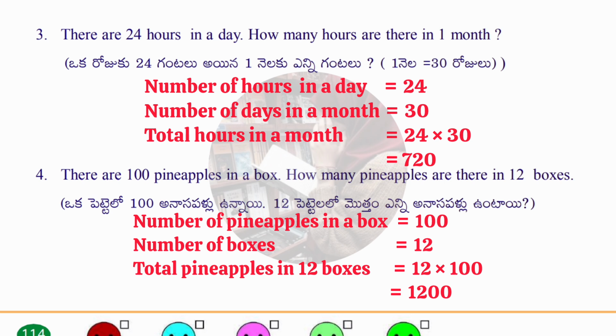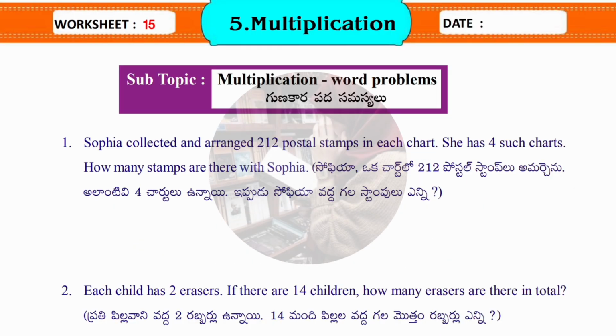Got it, guys? Let's move on to the last worksheet, that is worksheet number 15. Okay, this is the last one. Here the subtopic is multiplication word problems. Let's see the first question, which is: Sophia collected and arranged 212 postal stamps in each chart. She has 4 such charts. How many stamps are there with Sophia?